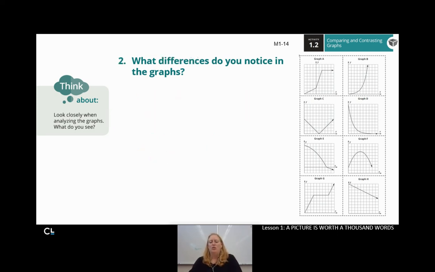So now the question is, what differences did you notice in the graphs? Go ahead and hit pause and again, flip back through, jot down the differences you see, and then hit play to keep the discussion going.